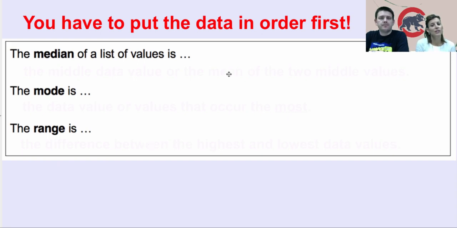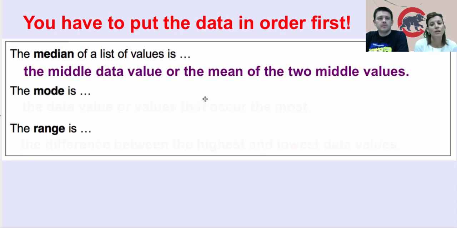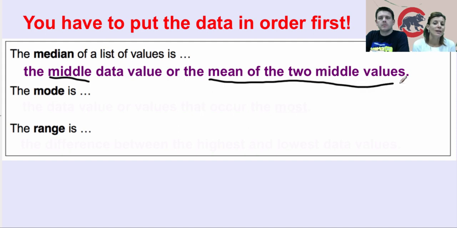All right, we need to make sure that we know our vocabulary. Some of them you've heard before and others you haven't. The median is our middle data value. So it's the middle value, or the mean of the two middle values. So we're going to talk about when you have an odd number of data values and when you have an even number of data pieces. And then we'll talk about how to find the median in both.